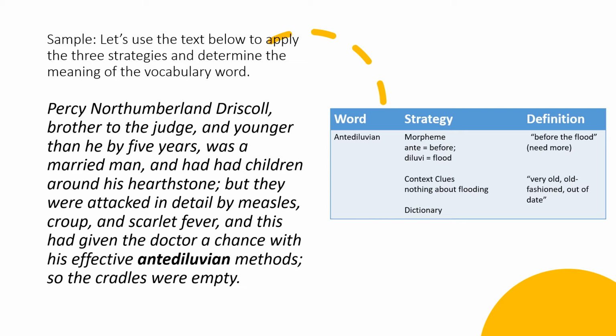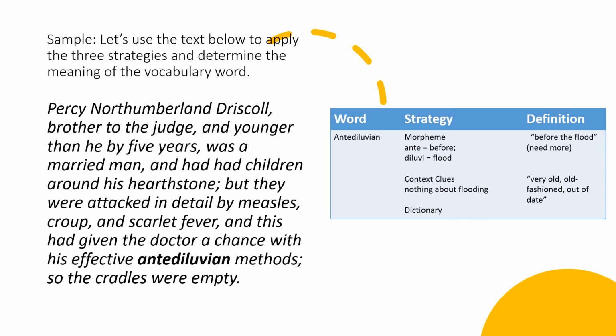Percy Northumberland Driscoll, brother to the judge and younger than he by 5 years, was a married man and had children around his hearthstone, but they were attacked in detail by measles, croup, and scarlet fever, and this had given the doctor a chance with his effective antediluvian methods, so the cradles were empty. I don't know what antediluvian means, but the word seems important to understanding the character and the events that followed.